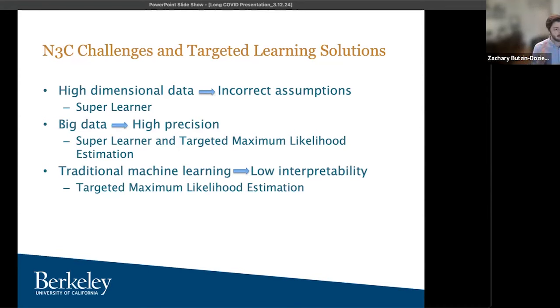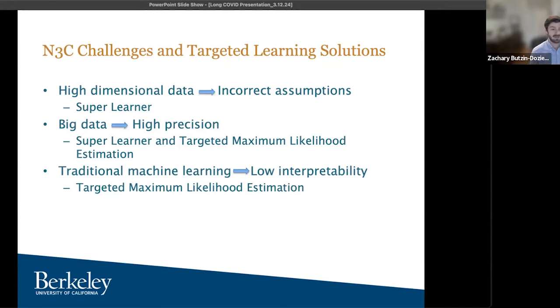So anytime we have model misspecification, that's going to induce some bias. Superlearner is a great way of getting at that. Then we can include a really diverse array of candidate algorithms, and we can really select the best combination of those algorithms to then have minimal parametric assumptions. So then next, because it's really big data, large sample size, we have really high precision. In other words, really tight confidence intervals.